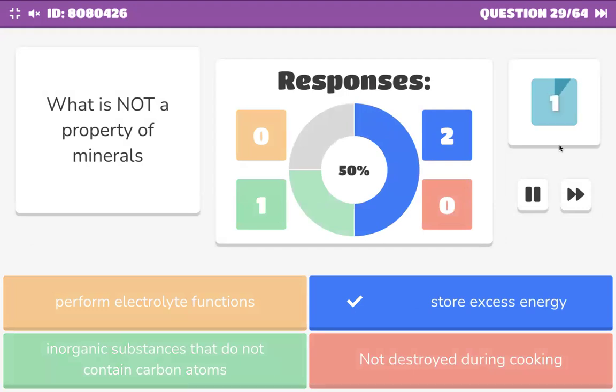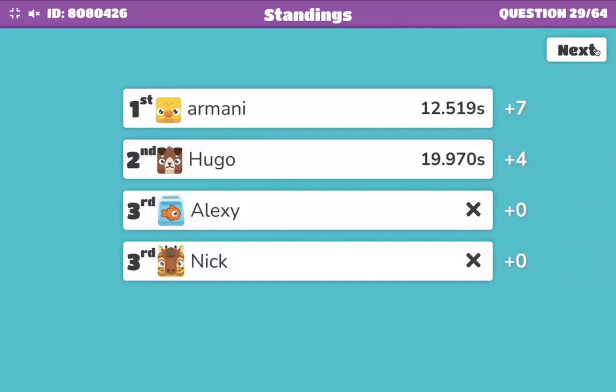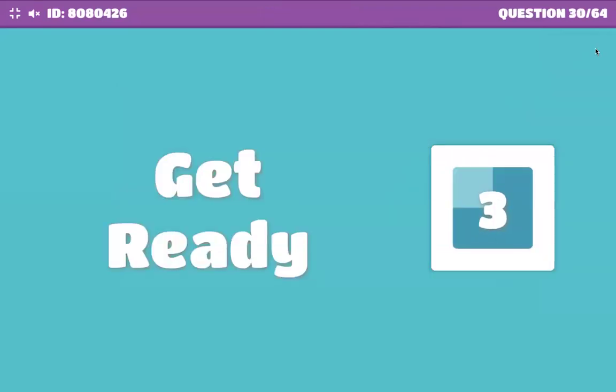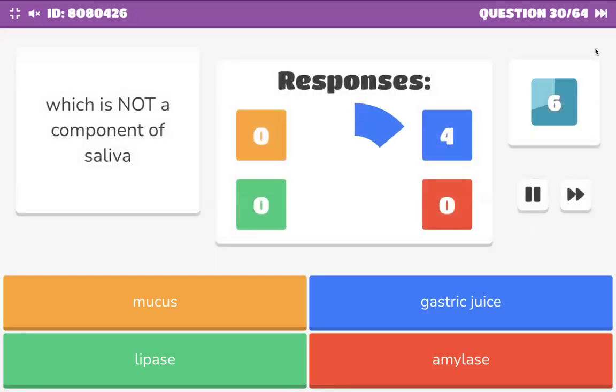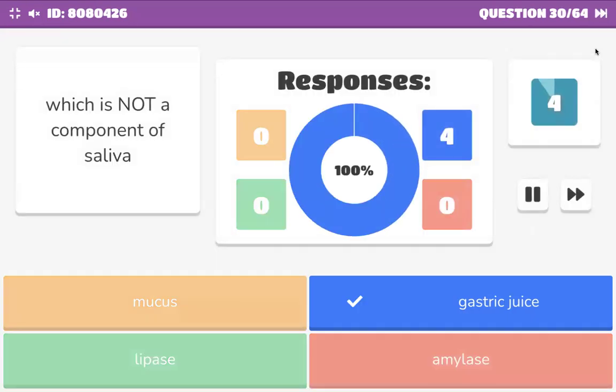They don't store excess energy. Which is not a component of saliva? Yep, gastric juice. That's in your stomach.